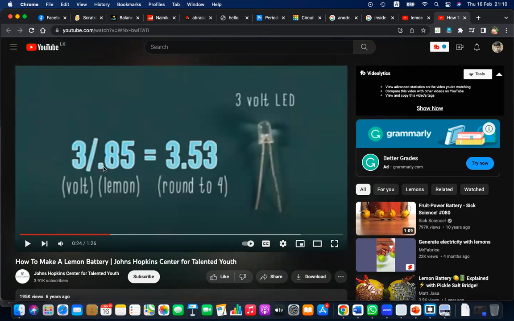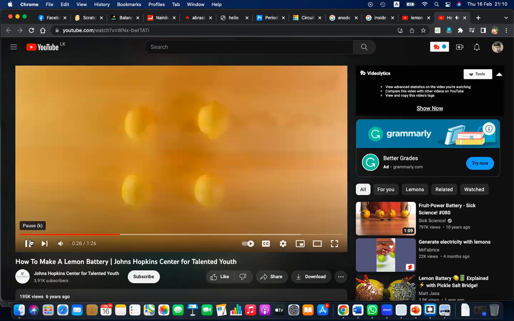At least we need 6. We need 6 lemons to light up the LED. Here, if it is 0.85, you need at least 3.3, around 4. Around 4 will work. Then around 4 will be enough. 3 volts. So about 4 lemons to make it work.